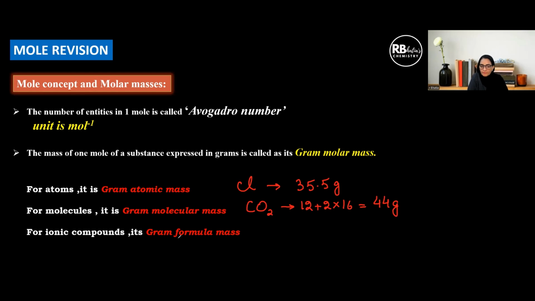If I ask you what is the gram formula mass for sodium chloride, it is an ionic compound, and ionic compounds don't exist as molecules, so we use the word formula mass. It's calculated like molecular mass only, but we use a different term, that is formula mass, for this. So 23 is the atomic mass of sodium, 35.5 for chlorine. This comes out to be 58.5 gram.